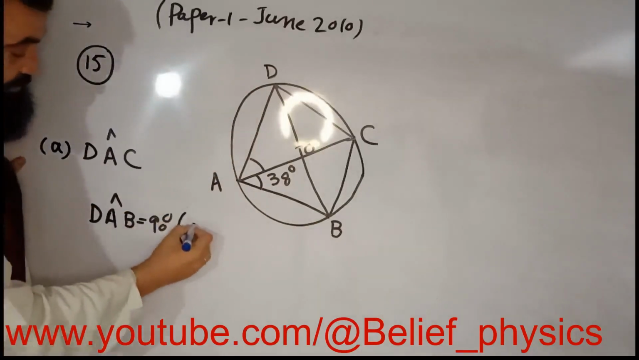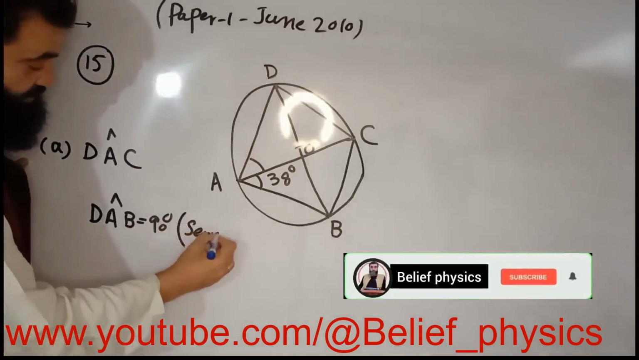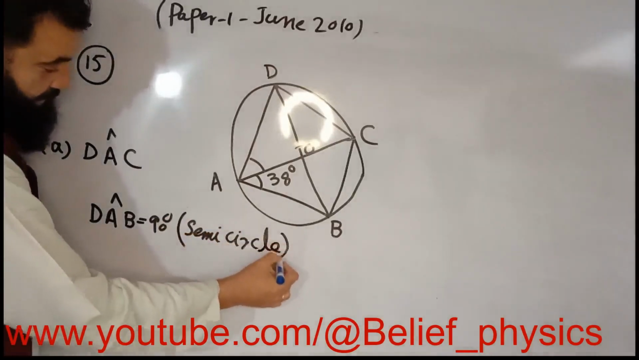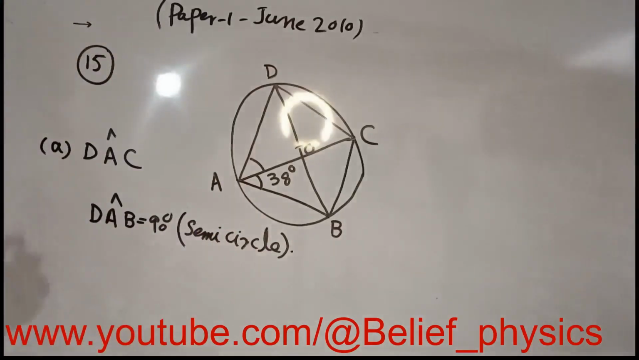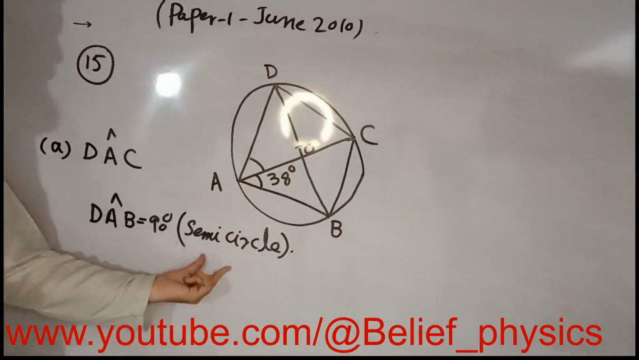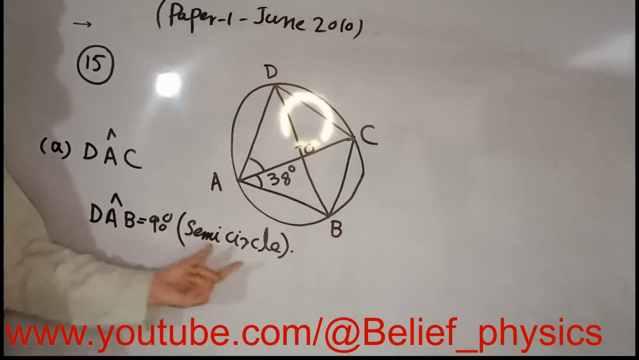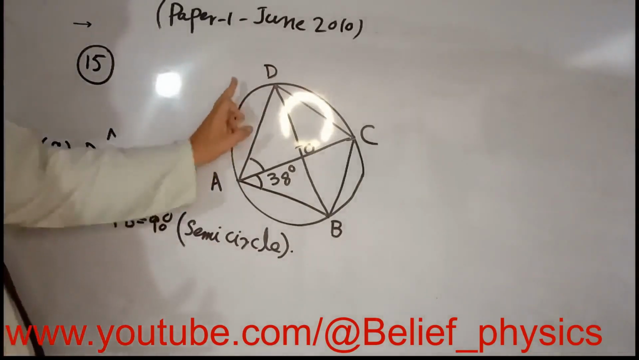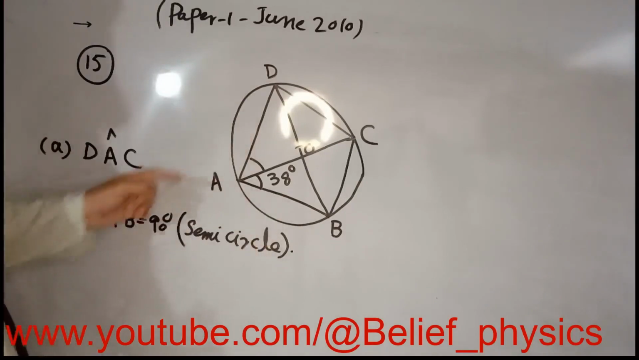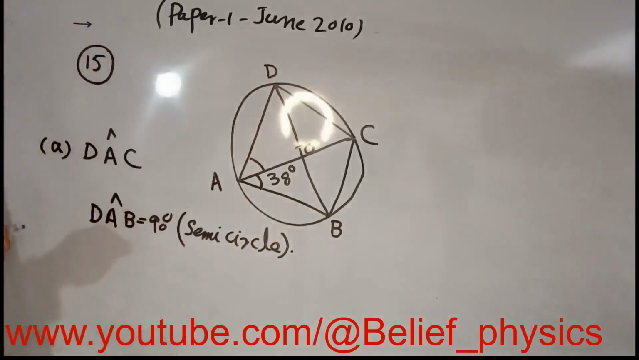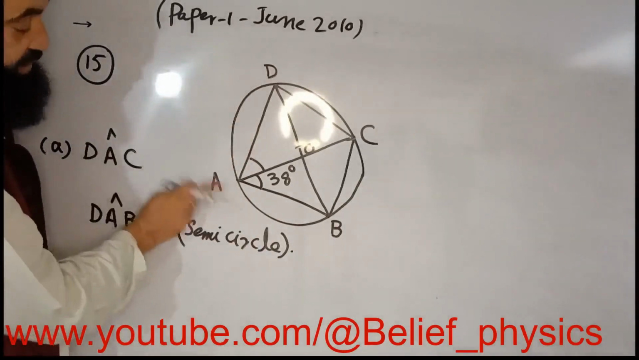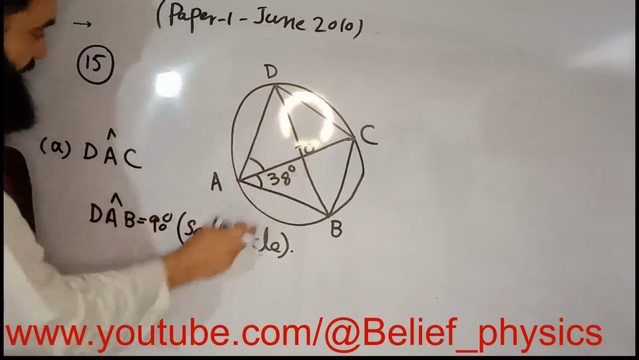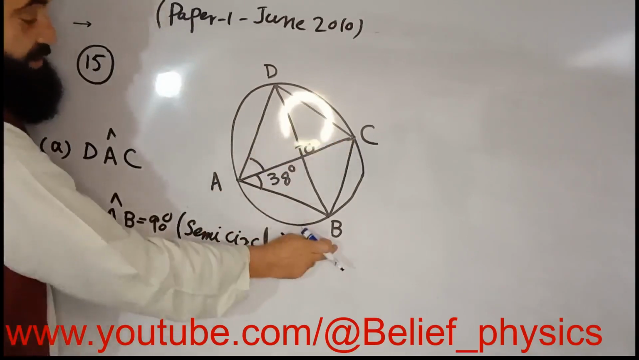We will write the reason: semicircle, or you can write angle in semicircle, or whatever you write, semicircle. Reason is necessary to mention. If you don't mention the reason here, you will not get full marks. Now DAB is 90 degrees. We have to find DAC. It is quite evident from the figure that DAB is actually equal to DAC plus CAB.